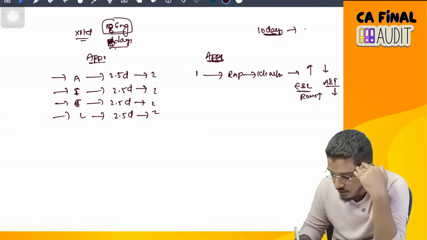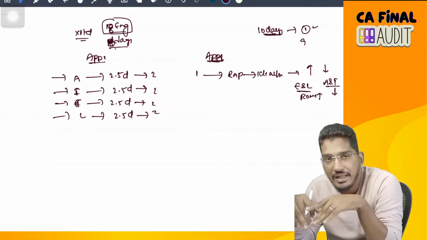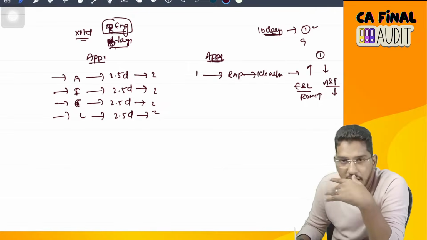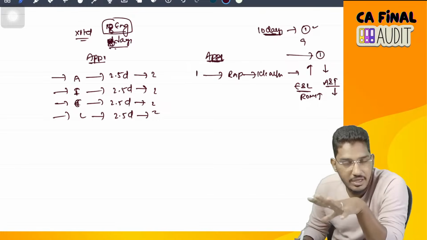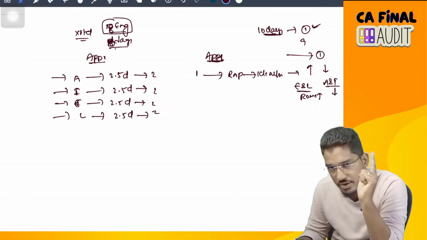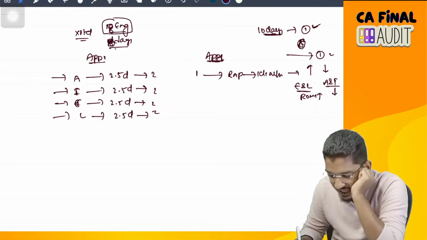So out of 10 days, 1 day is already over. Now I have 9 more days, but I can't do the audit till the last day. I want to keep 1 day for conclusions, to discuss all our findings, give our conclusions, and prepare the report. So 1 day has gone in risk assessment procedures, 1 day at the end for conclusions. So the balance I have is 8 days.